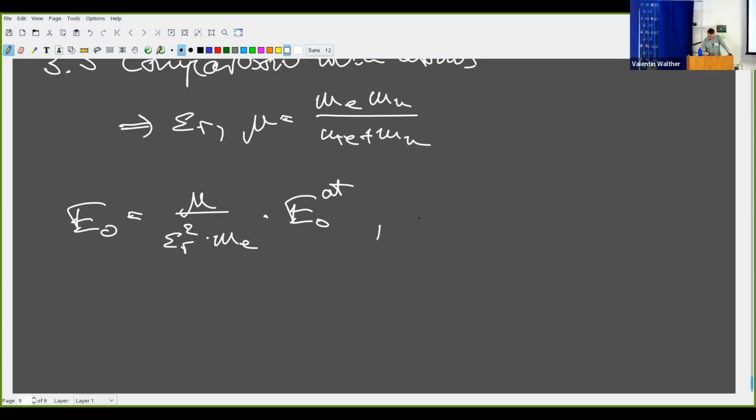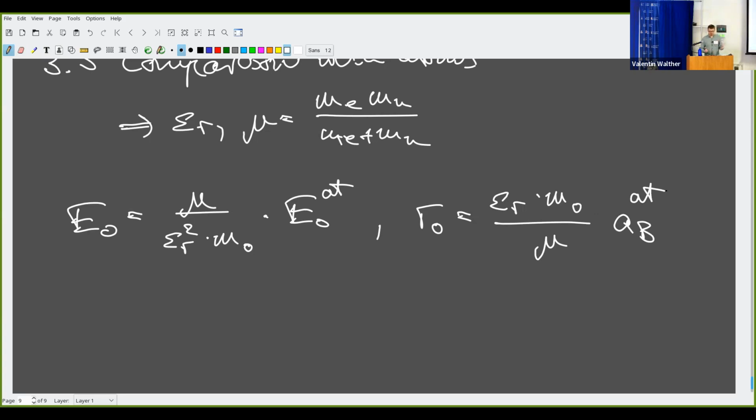I can do the same thing for R0. So R0 is epsilon r times the mass of an, okay, sorry, this should be mass M0. So this is the electron mass in free space, M0 divided by mu. And that's the Bohr radius of an atom.